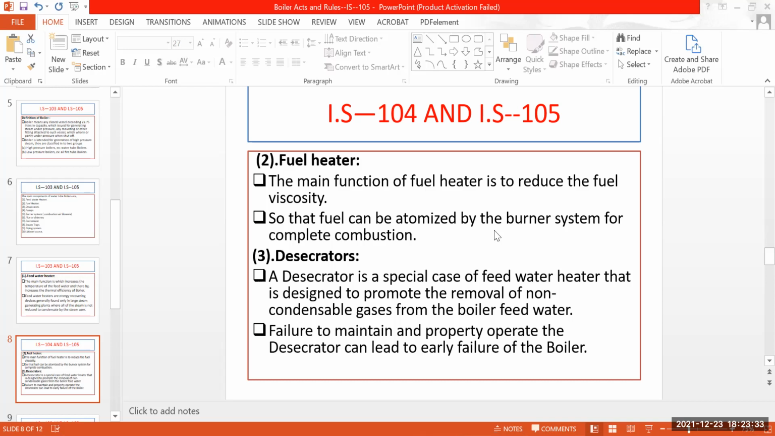And deaeration. It's a special case of feed water heater that's designed to promote the removal of non-condensable gases from the boiler feed water. The functioning of this one is that whatever non-condensable gases are available will be removed from the boiler feed water.